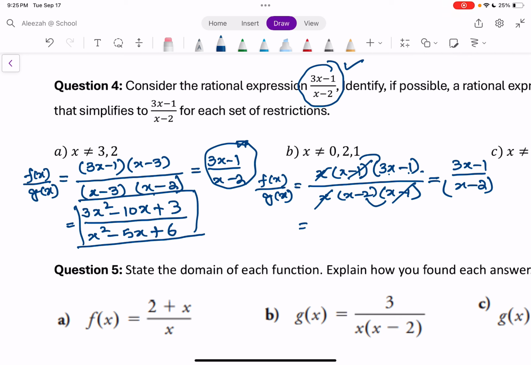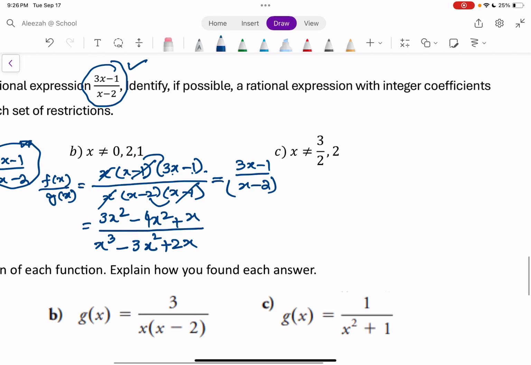So when I multiply all the terms in the numerator, I will get 3x cubed minus 4x squared plus x, divided by, I multiply all the terms in the denominator, so that will be x cubed minus 3x squared plus 2x. So that is my final answer.